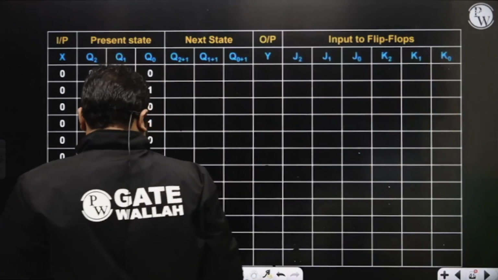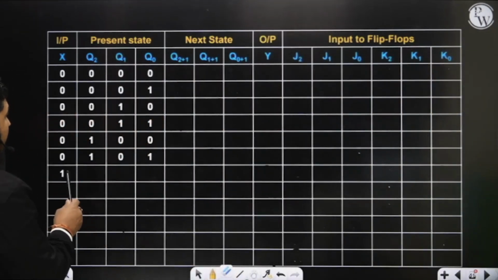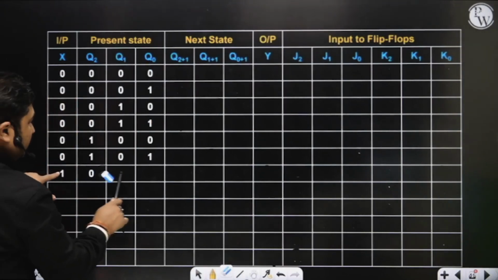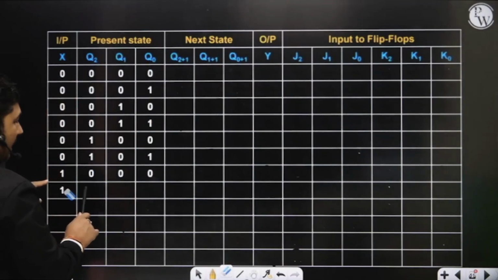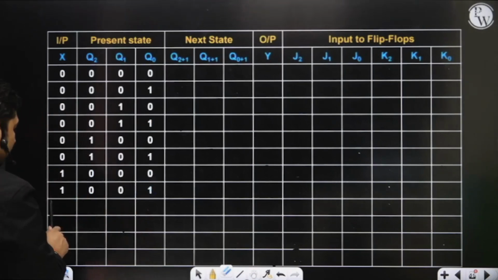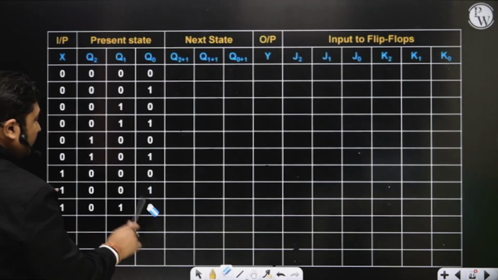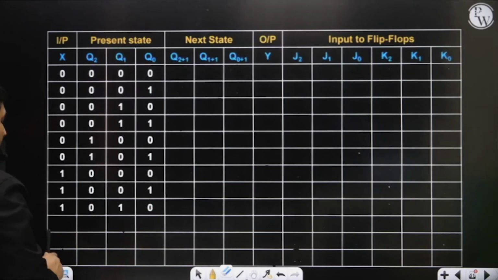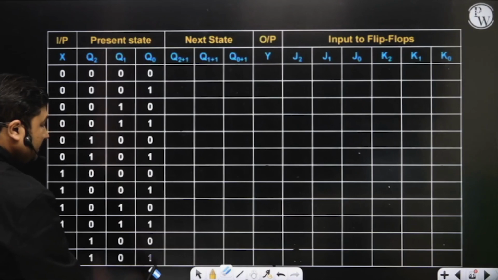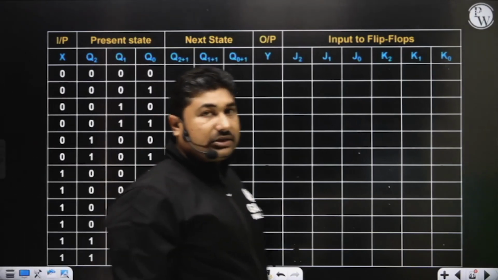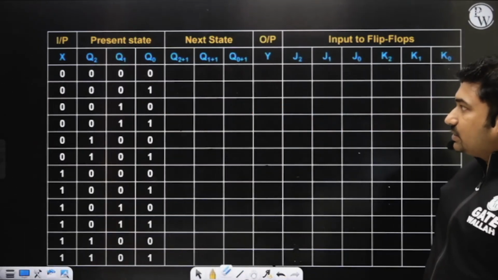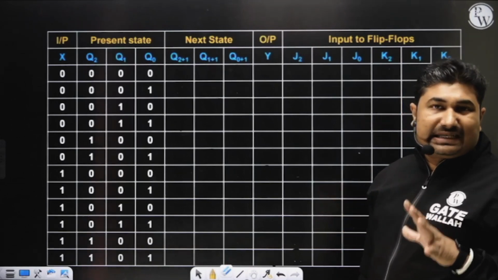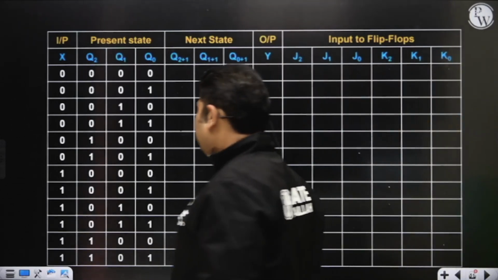Now with x equal to high, again there is a possibility. X is high and the state is 0 0 0. X is high and the state is 0 0 1. X is high and 0 1 0. X is high and 0 1 1. X is high and the present state is 1 0 0. Is it okay? So now we have all the possibilities of the present state and present input.